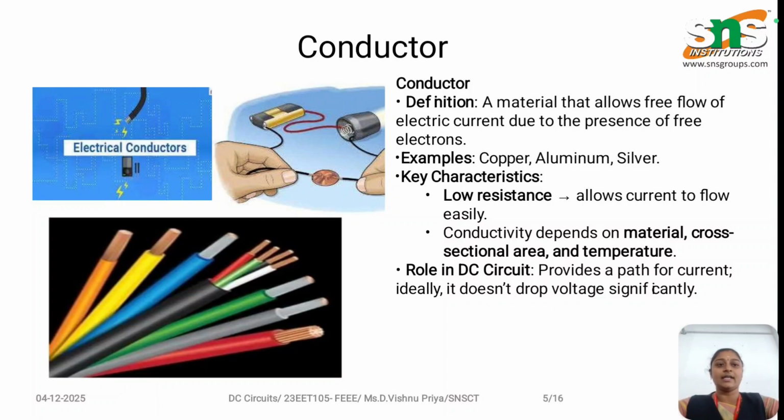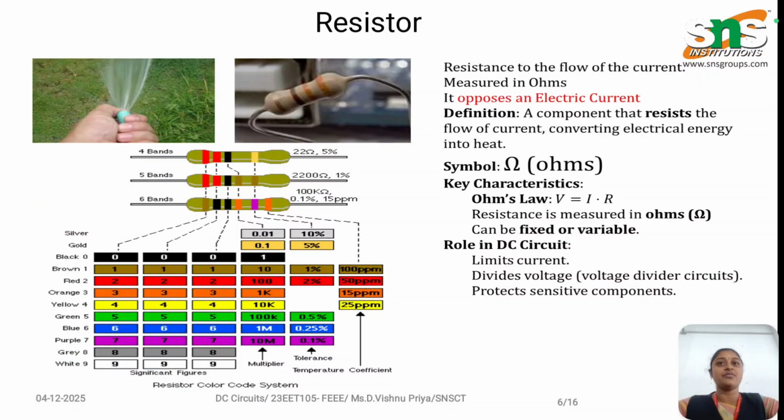So this is the conductor. The conductor is the simplest of all, the pathway through which electrons flow freely. Materials like copper and aluminium are great conductors because they have plenty of free electrons. In DC circuits, conductors ideally don't cause voltage drops, they just connect all parts of the circuit.